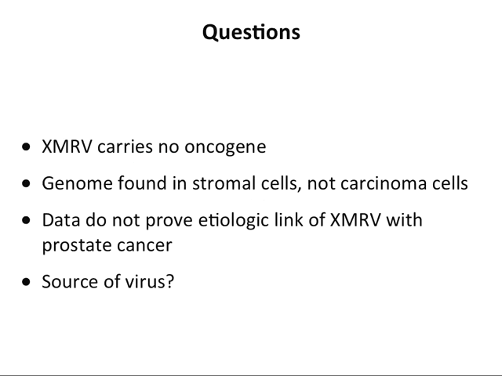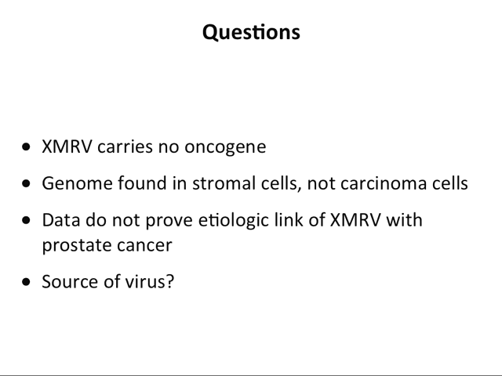Some of the questions raised by this study: first of all, this virus has no oncogene. You remember that many RNA tumor viruses are oncogenic because they have an oncogene in them. But the sequence of this one showed there's no oncogene. So how does it cause prostate cancer? Another interesting thing, which we didn't point out in the sections, is that the genome is found in stromal cells, not the actual carcinoma cells in the prostate samples, which is odd because you would assume that the viral genome is present in the tumor cells, and that's not the case.